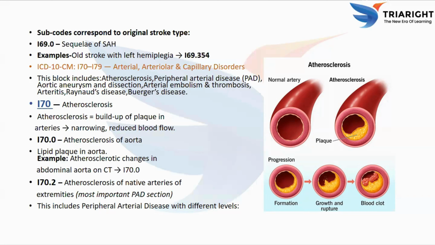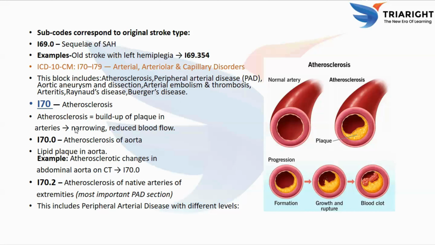And then coming to the category codes, isolated ICD ranges from I70 to I79. So what do these codes describe? Arterial, arteriolar and capillary disorders. This block covers the diseases of arteries other than stroke. What do they include? They include arteriosclerosis, peripheral arterial disease, aortic aneurysm and dissection, arterial embolism and thrombosis, arteritis, Raynaud's disease and also Buerger's disease.